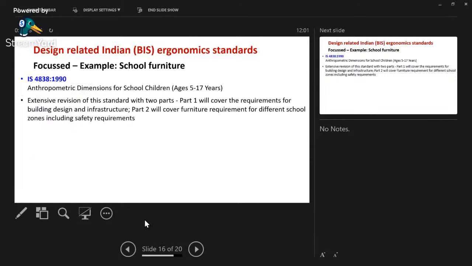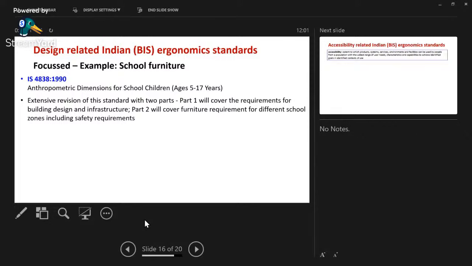Right now, one interesting one which is being developed is IS 4838 on school furniture. Initially there was a standard on the anthropometric data and dimensions for school furniture, and that has been looked at, and now it seems that it's not as simple as that. You need to know what are the different types of situations in the school, the classroom, the other activity work areas, which need to be standardized, and there the building codes come in.